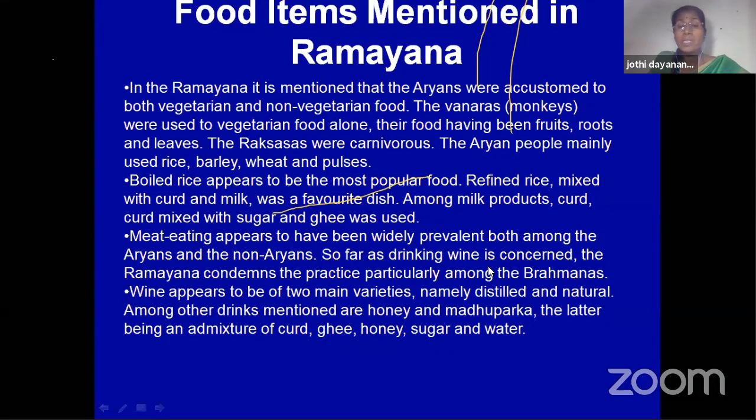As far as drinking wine is concerned, the Ramayana condemns the practice, particularly among the Brahmanas. Wine appeared to be of two main varieties, namely distilled and natural. Among other drinks mentioned are honey, madhuparka, the latter being an admixture of curd, ghee, honey, sugar, and water. That is sharbat. They used to have lots of sharbat with fruits.